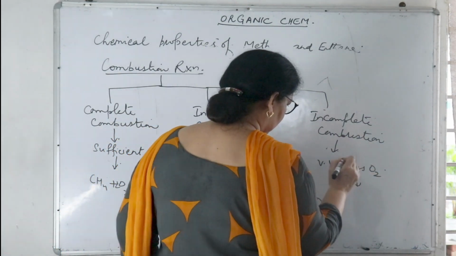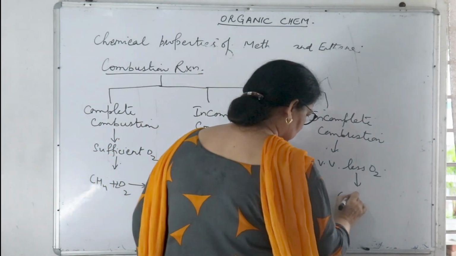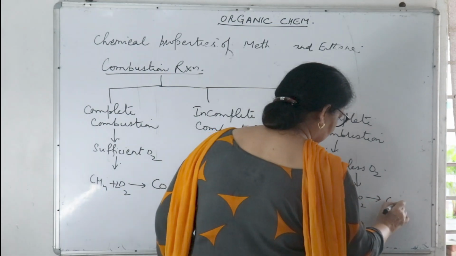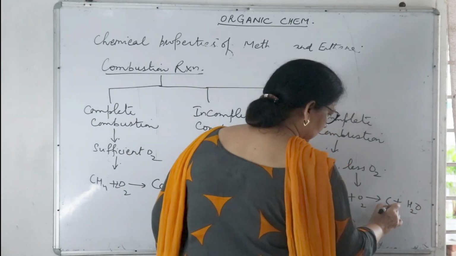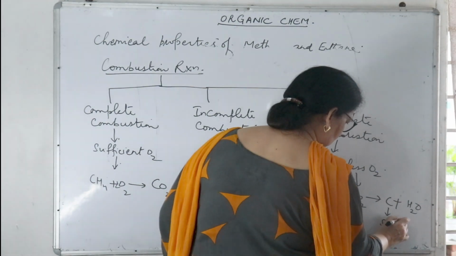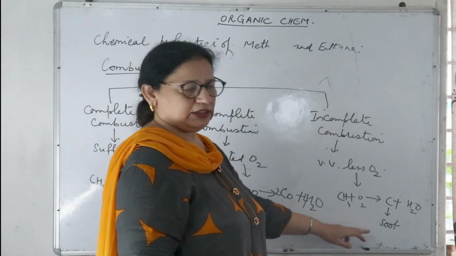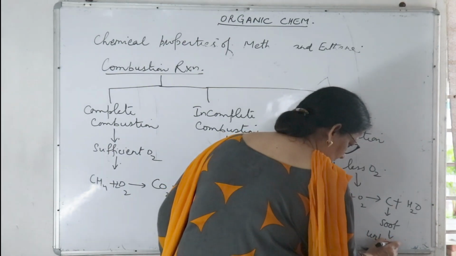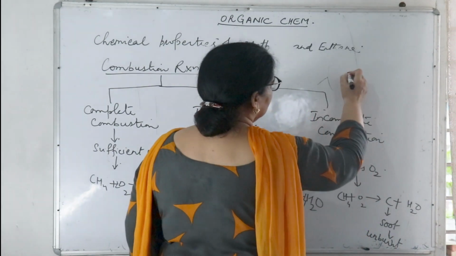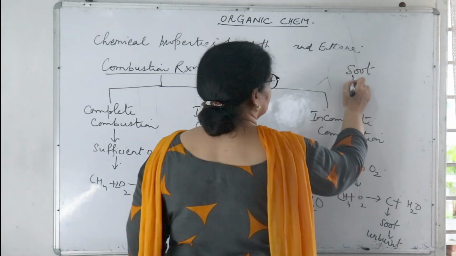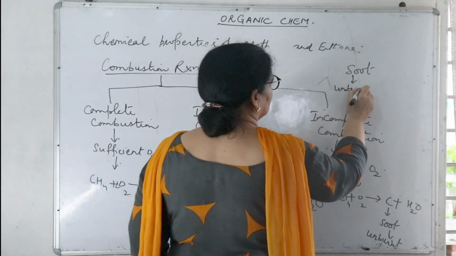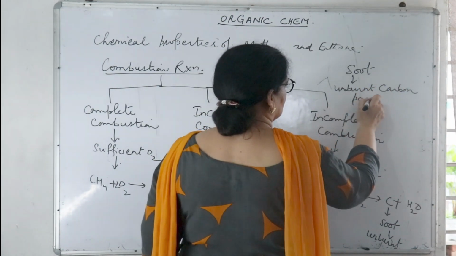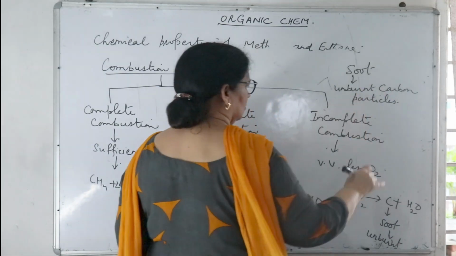And when very limited oxygen is there, then CH4 plus O2 will give C plus H2O. C is soot here. What is soot? Soot is unburnt carbon particles. That is called soot.